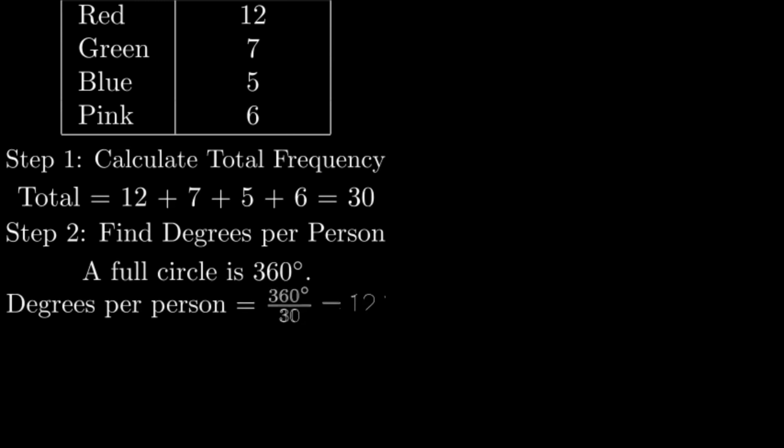Next, we need to figure out how many degrees of the circle represents one person. Since a full circle has 360 degrees, we divide 360 by our total frequency of 30. This gives us 12 degrees per person. This means that for every person who chose a certain color, we will allocate 12 degrees of the pie chart.